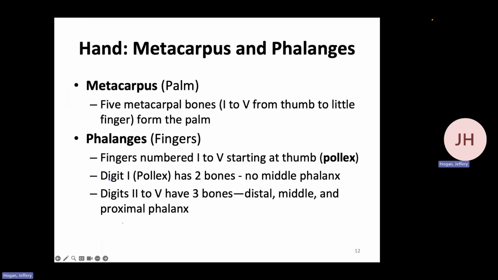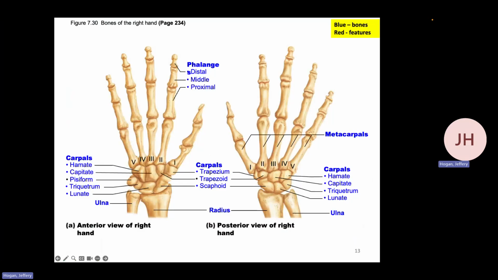Now, there are 2 phalanges in the thumb and 3 phalanges in the other fingers. So we have a proximal and a distal phalanx in the thumb, and a proximal, distal, and middle phalanx in the fingers, 1 through 4. Excuse me. Moving on. All right. So let's take a look at the phalanges first. Get those out of the way.